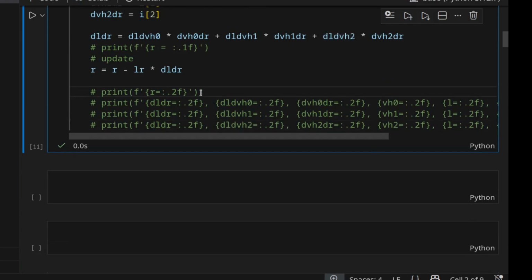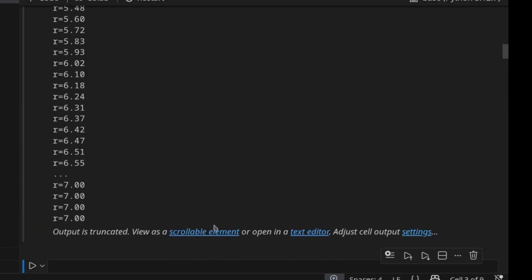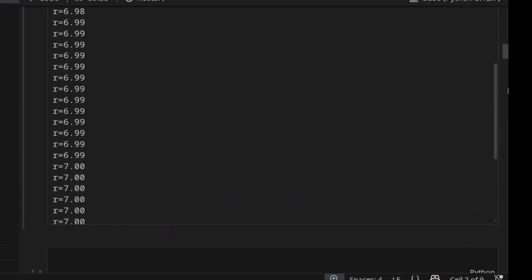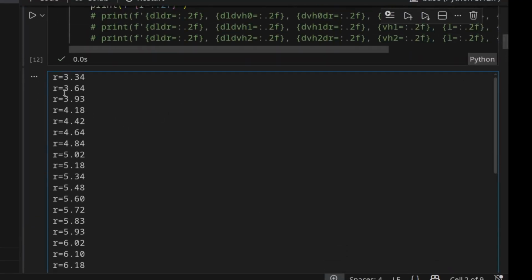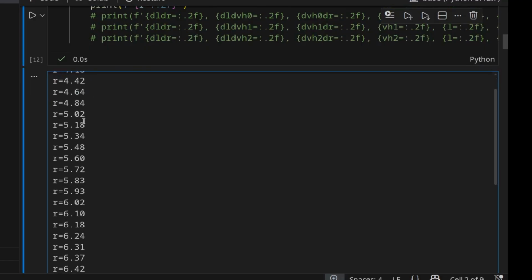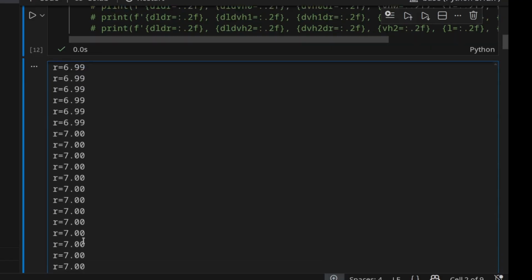I'll uncomment this first. Now run it, and there it is. So it figures out that R is 7. I'll scroll so you can see as it starts learning. It starts out guessing 3, and then the next iteration is 3.34, 3.64, 3.93, etc. And it gets closer and closer to 7.